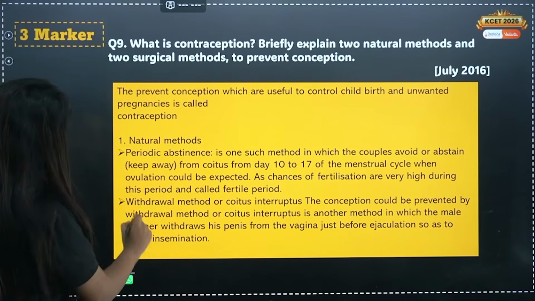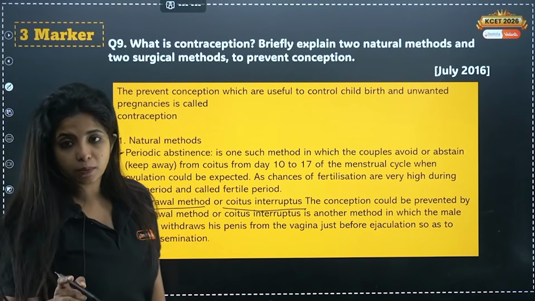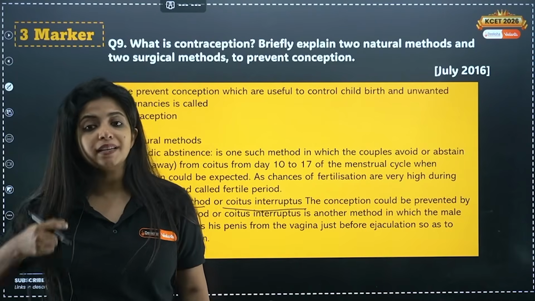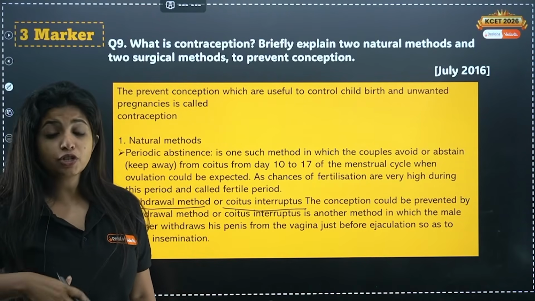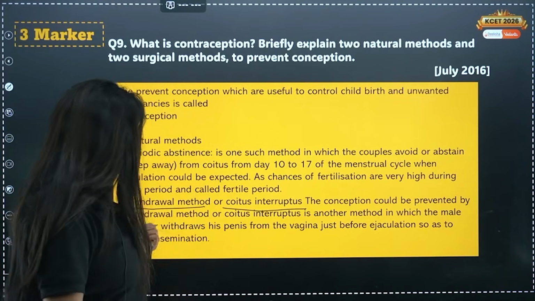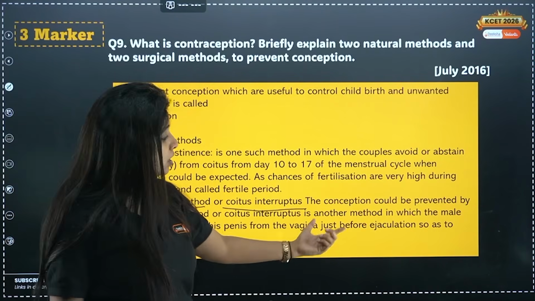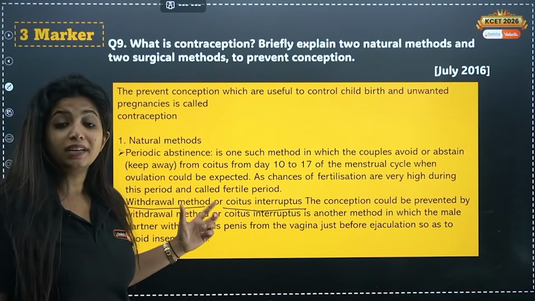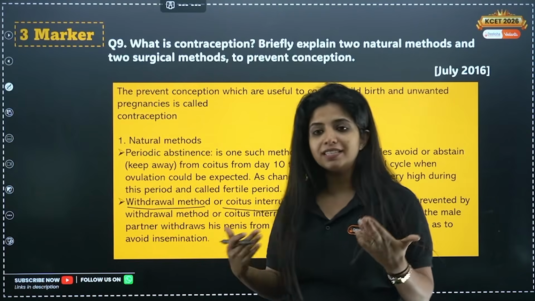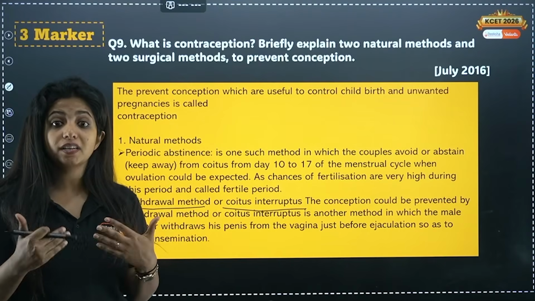Coitus interruptus. So either it is withdrawal method or coitus interruptus, where a person who thinks he is about to inseminate will be removing the penis outside the female body. So ejaculation should be done outside. That is known as withdrawal method. Coitus interruptus is the method in which the male partner withdraws his penis from the vagina just before ejaculation, so as to avoid insemination. Insemination means ejaculation within the female body. So that is one more method, withdrawal or coitus interruptus. You are interrupting the coitus, the sexual intercourse.